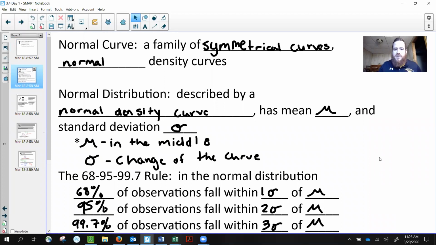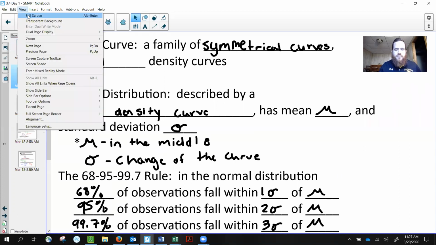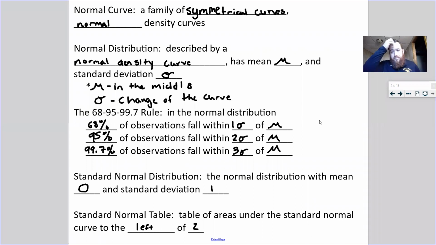The big takeaway I want to talk about is the 68, 95, 99.7 rule. 68% of observations fall within 1 standard deviation of the mean, so on either side of the mean. We'll take a look at what that looks like with the density curve here in a second. Remember that normal curves are symmetric. So 95% of observations fall within 2 standard deviations of the mean, and 99.7% of observations fall within 3 standard deviations of the mean. So that's the big important part right there, that 68, 95, 99.7 rule.